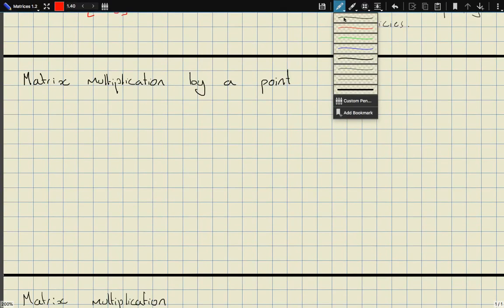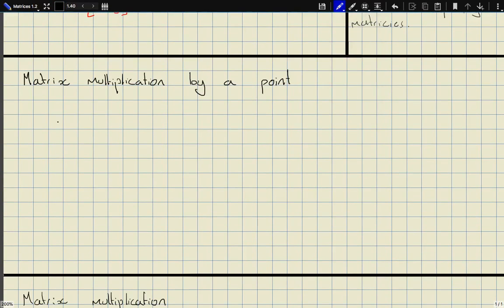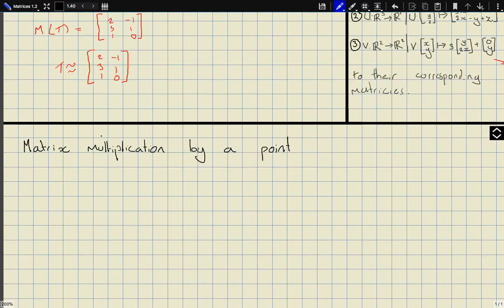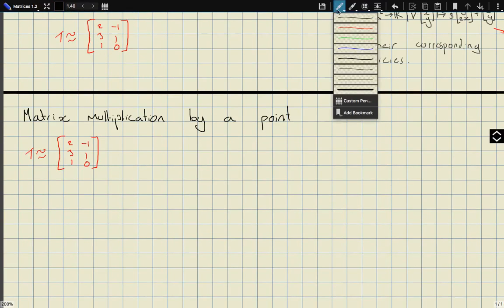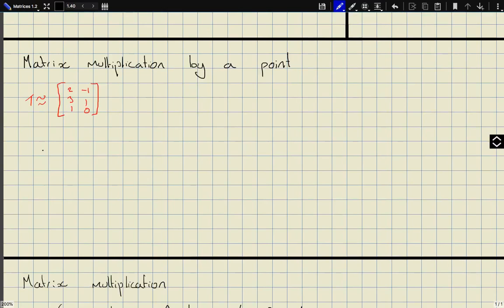So the reason that matrices are actually so useful is because we can take a matrix here, so let's say we took this matrix representing this linear transformation, and we define matrix multiplication by a point by simply saying that a matrix here, 2, -1, I should just copy it. Well, I suppose we say that the matrix of T multiplied by some point, so here we would have xy, is actually just the same as taking T and transforming that point, so xy.